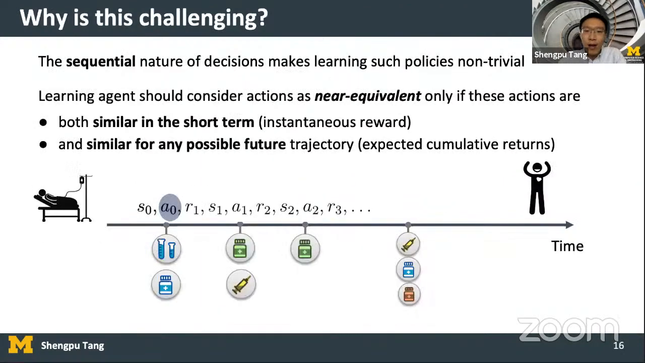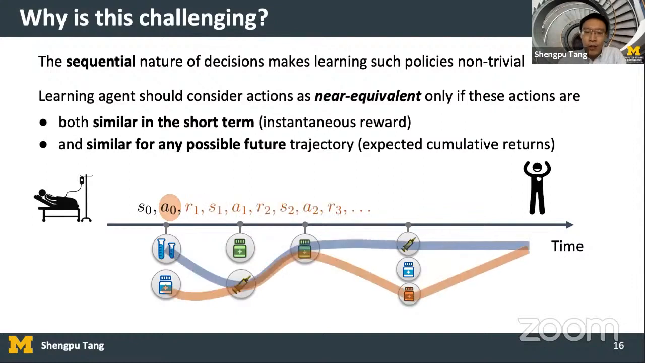While learning near equivalent actions might seem straightforward, the sequential nature of decision-making in RL makes it more challenging. Recall that the choice of actions impacts not only the immediate reward, but also the next state and possible future rewards. For two actions to be considered near equivalent, not only should they be similar in the short term, meaning they have similar instantaneous rewards, they should also be similar in the long term and lead to similar futures.